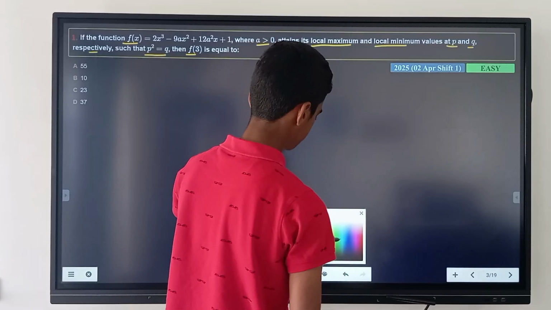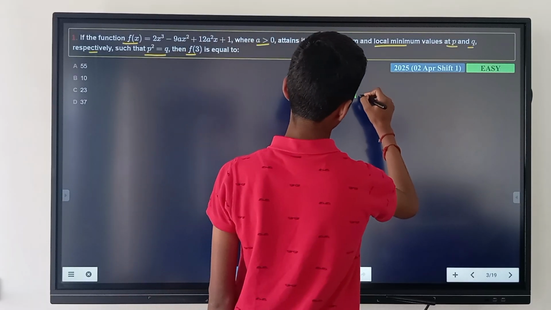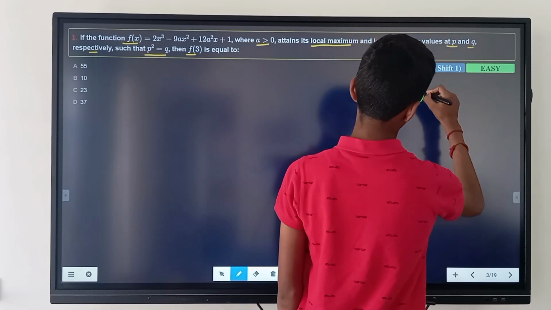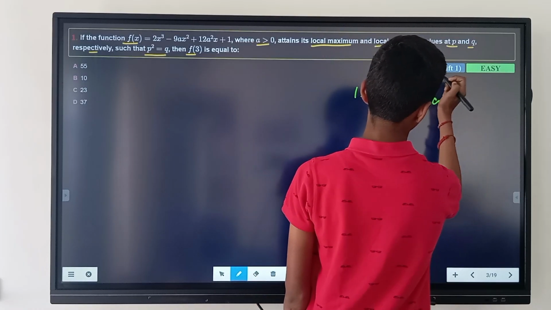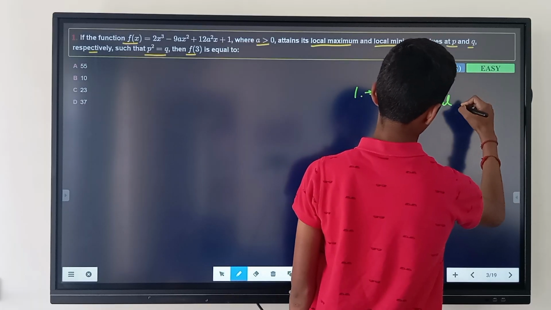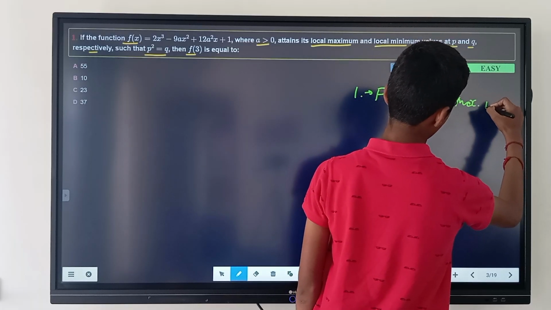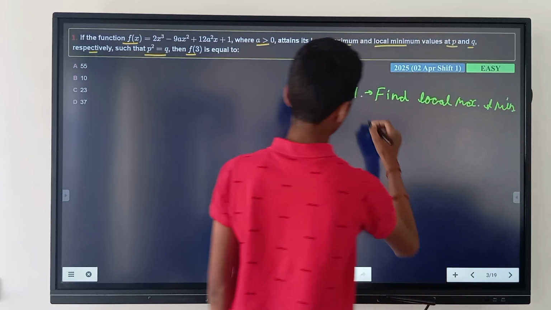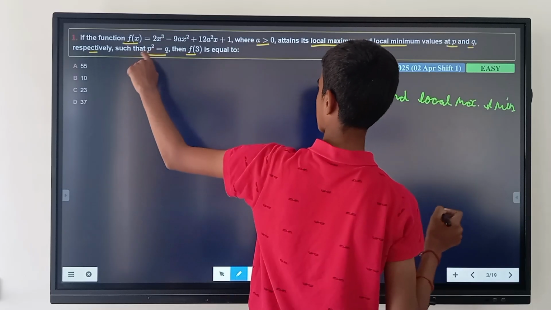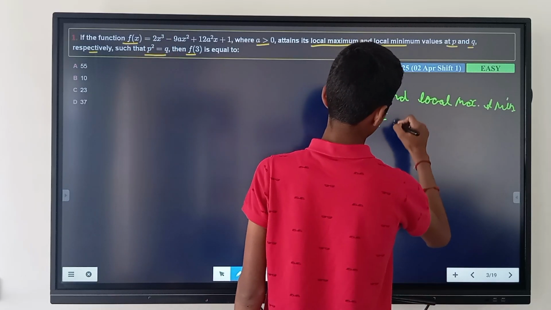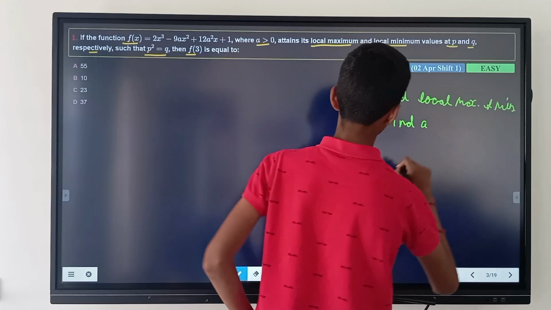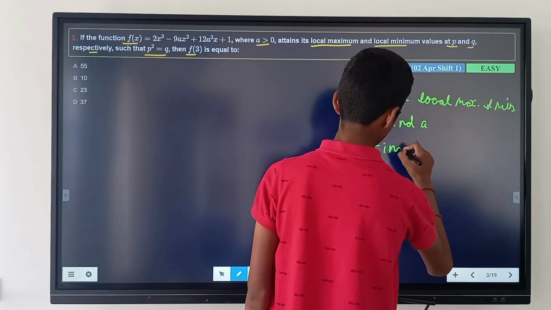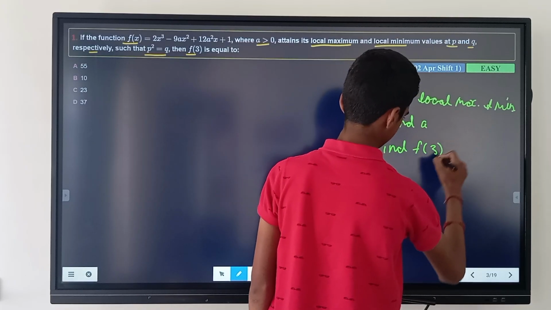To solve this question, first step will be find local maxima and local minima. Second step will be using the relation p square is equal to q, we need to find a. Third step will be find f of 3.